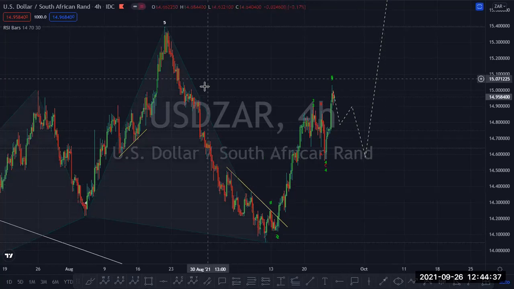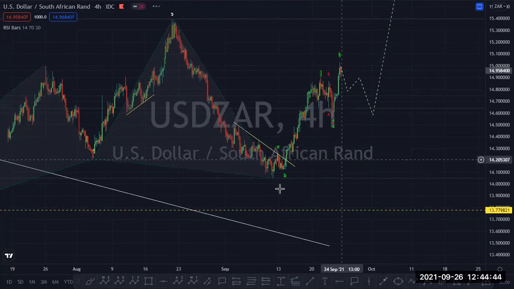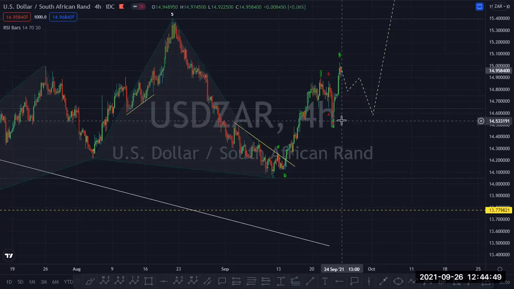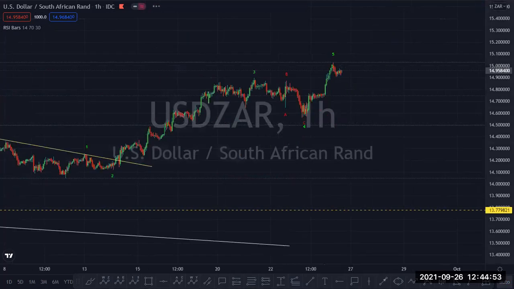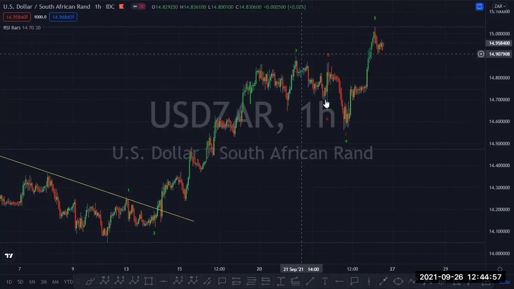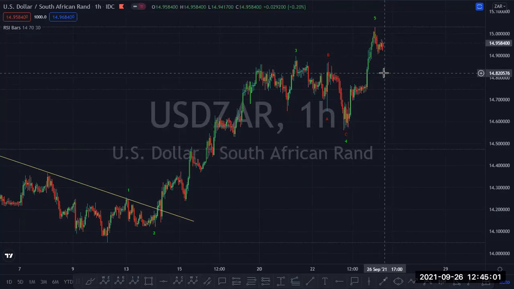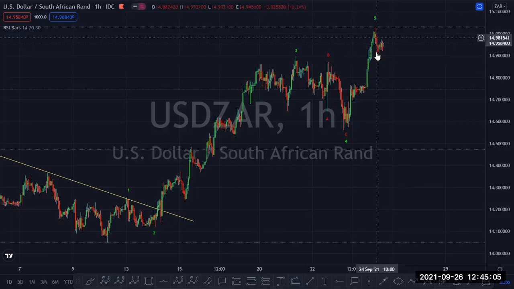Okay, the pair had completed the triangle, a harmonic move. Now, this is what I'm looking at: 1, 2, 3, 4, 5. Okay, a 5-wave impulse. Let's go down to 1 hour. It's better to go to 1 hour because we have 5 waves to move. Okay, 1, 2, 3, ABC, 4, 5. So now, what we check is how deep or shallow the correction will be.